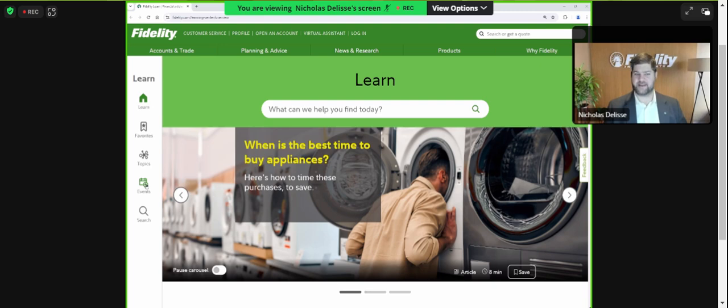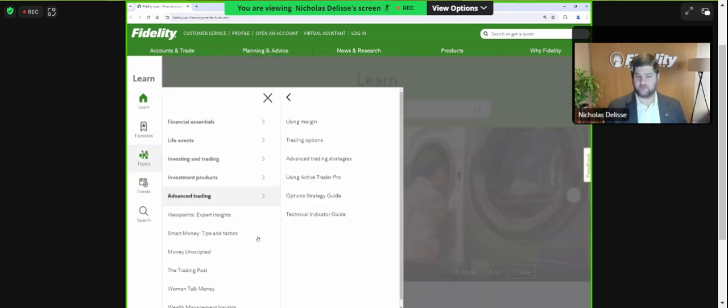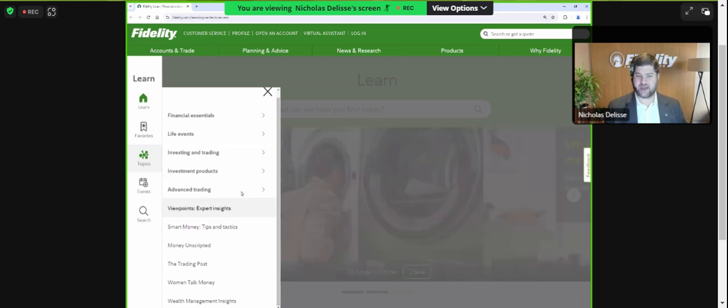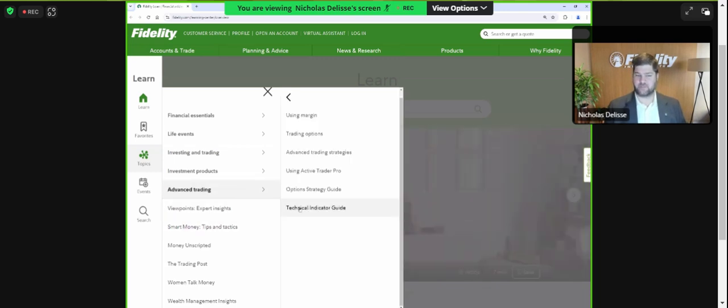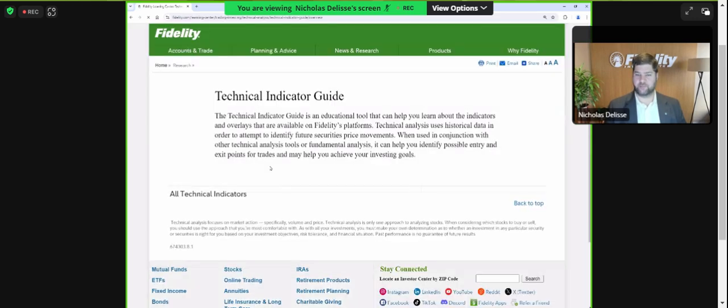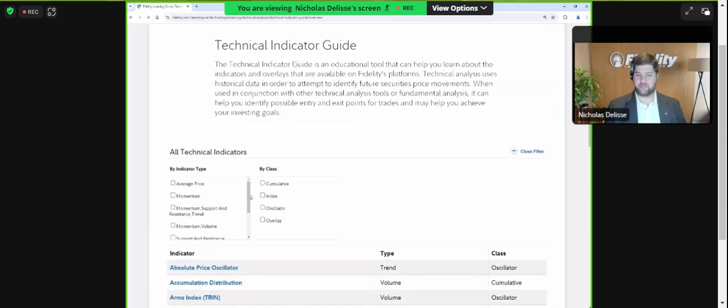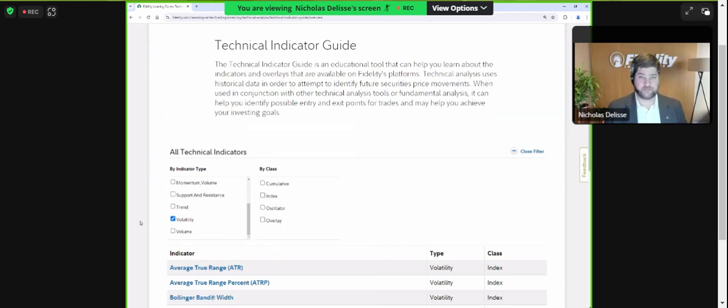And to find the technical indicator guide, simply come over here to topics. And then as we scroll down, advanced trading technical indicator guide, we'll pull that up. And now from here, we can actually scroll down and we can check volatility.